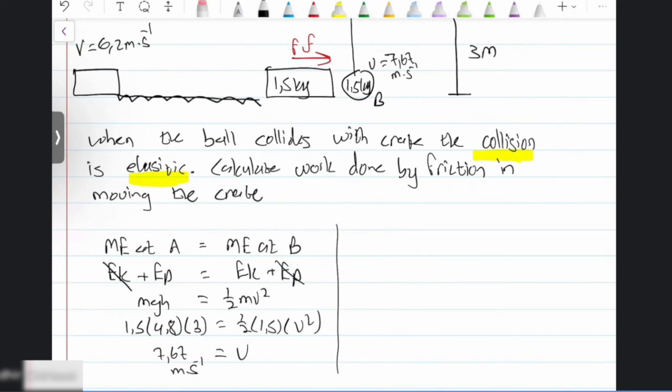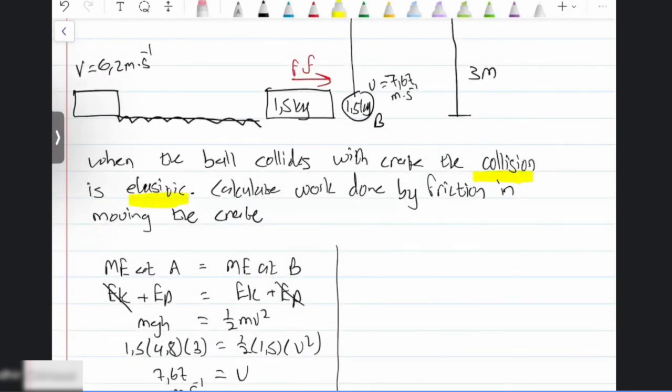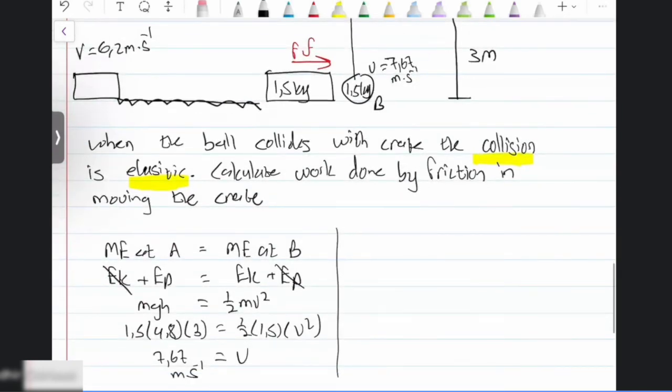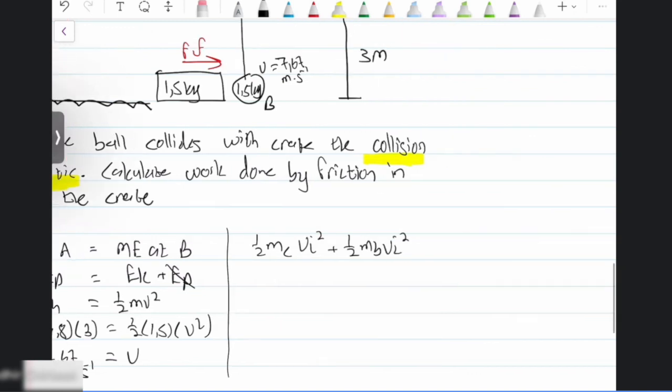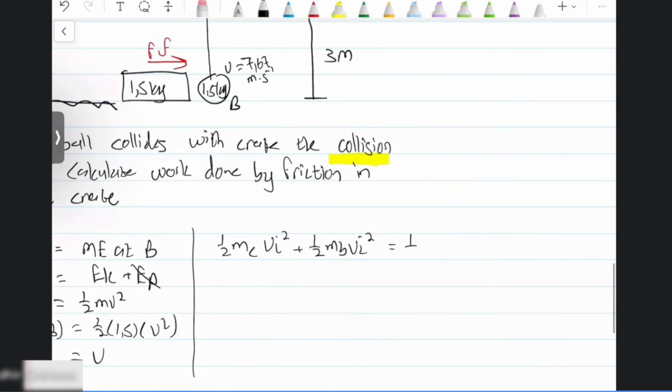So, in actual fact, this collision being elastic would mean this. Let me actually write it out: a half the mass of our crate times its initial velocity squared plus a half the mass of the ball times its initial velocity squared should be equal to a half the mass of the crate times its final velocity squared plus a half the mass of the ball times its final velocity squared. Right? This is elastic collisions. We know how to do these things.